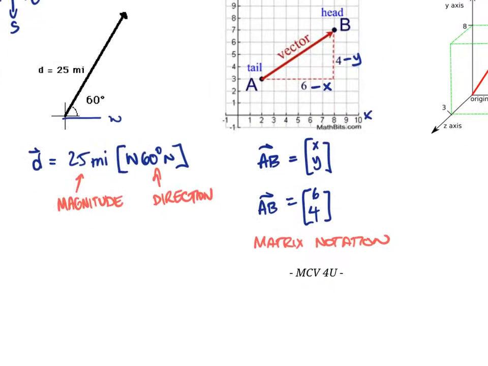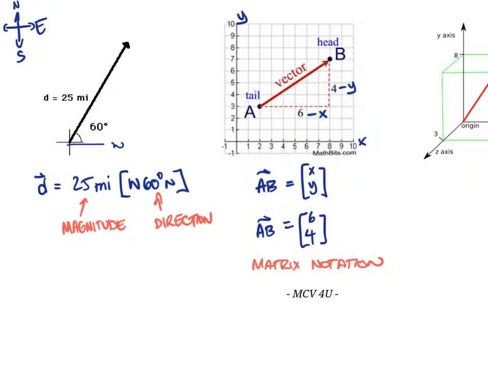You might see in your textbook, you might actually see people write it like this, AB equals 6, 4. The problem with this is it looks like a point. Now you know it's not a point because it's got the little arrow on top. It's actually a vector. That's why I like using the matrix notation.